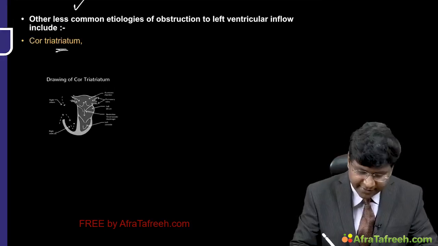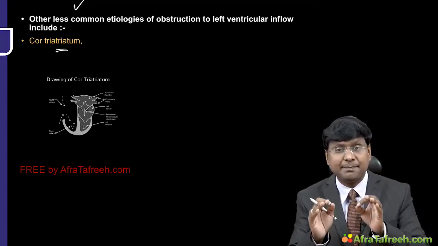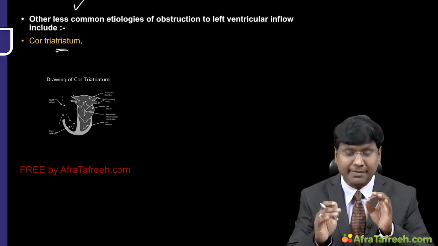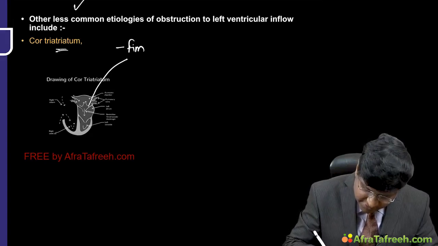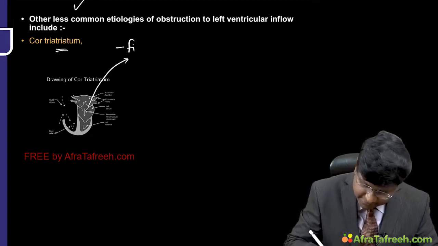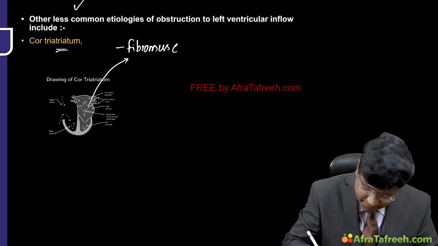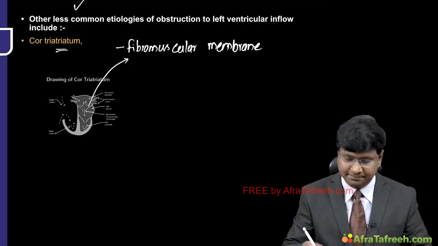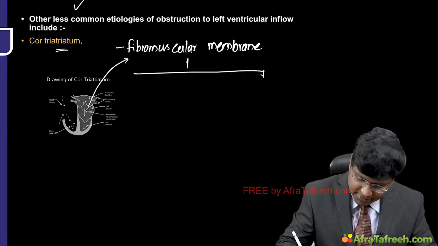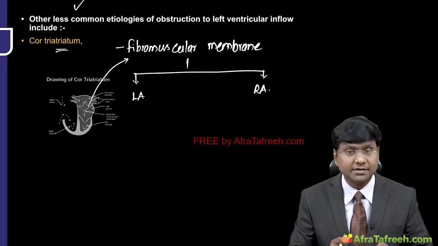Then cor triatriatum. Now, what exactly happens in the cor triatriatum? In this condition, there is presence of a fibromuscular membrane within the atria. Right, so you can see this, this is the fibromuscular membrane which is present within the atria, and this membrane is present either in the left atrium or within the right atrium.